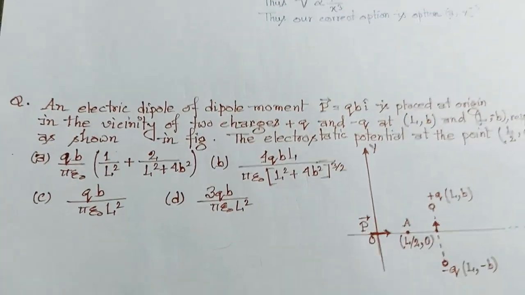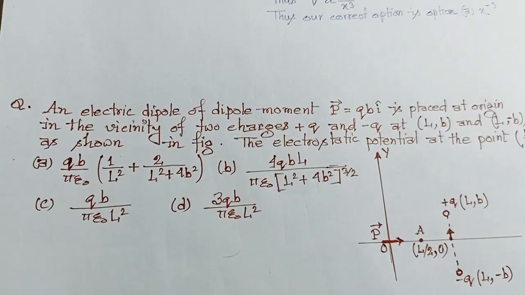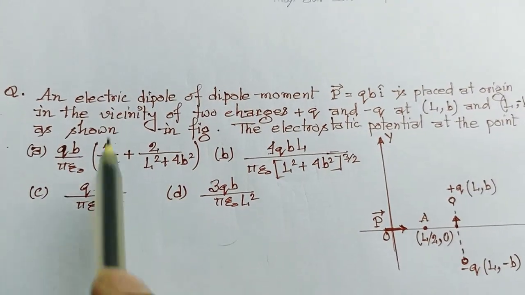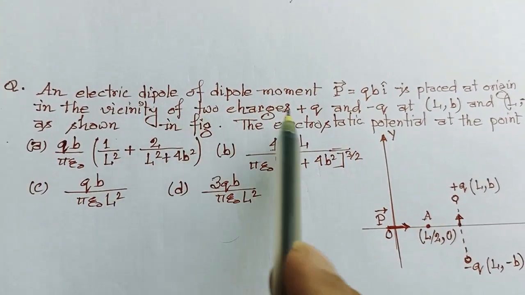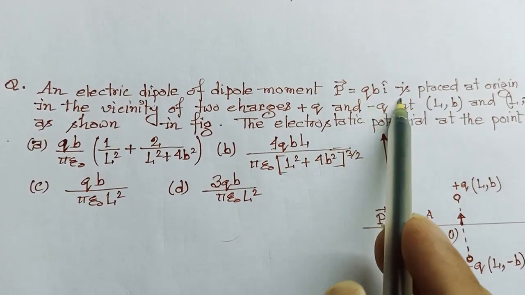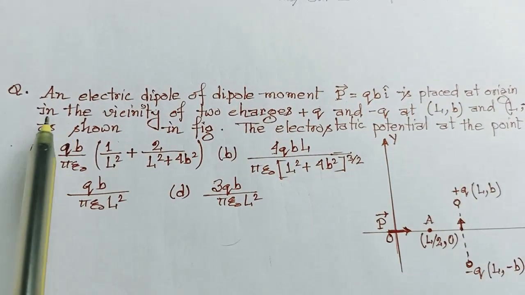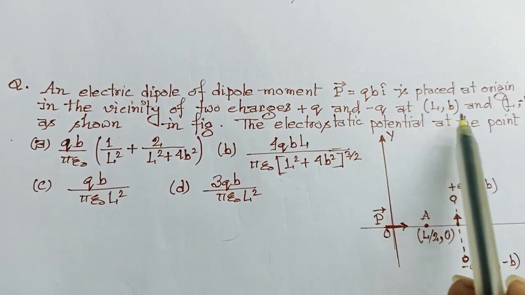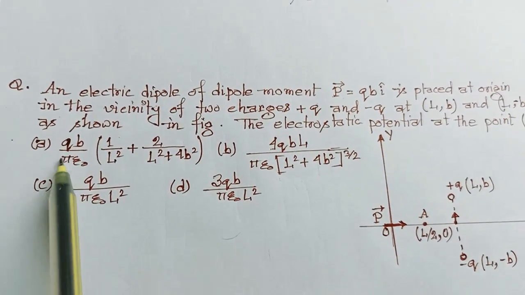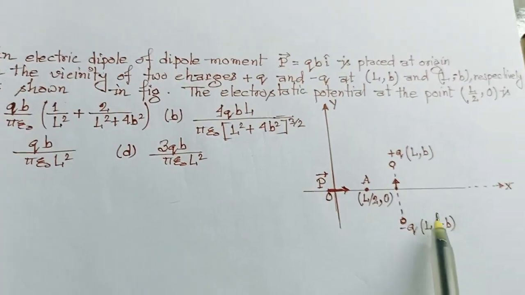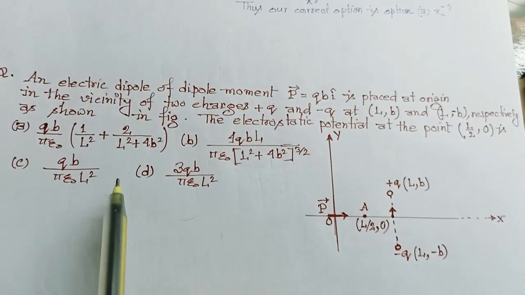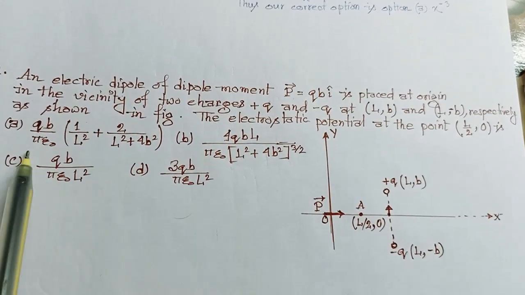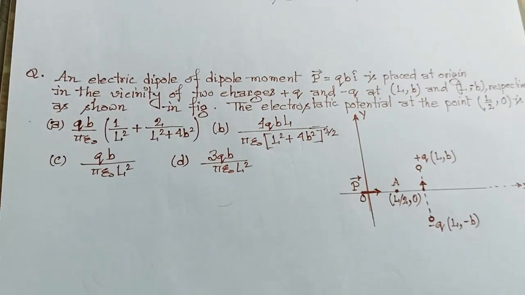Now let's solve another question from the NET 2018 from electrostatics. In this question it is given that an electric dipole of dipole moment P equal to minus qb i cap is placed at the origin in the vicinity of two charges plus q and minus q at (L, b) and (L, minus b) respectively, as shown in the figure. So this is the diagram for the corresponding problem. The electrostatic potential at point (L by 2, 0) is option A, B, C, D. Four options are given here. So let's solve this question.